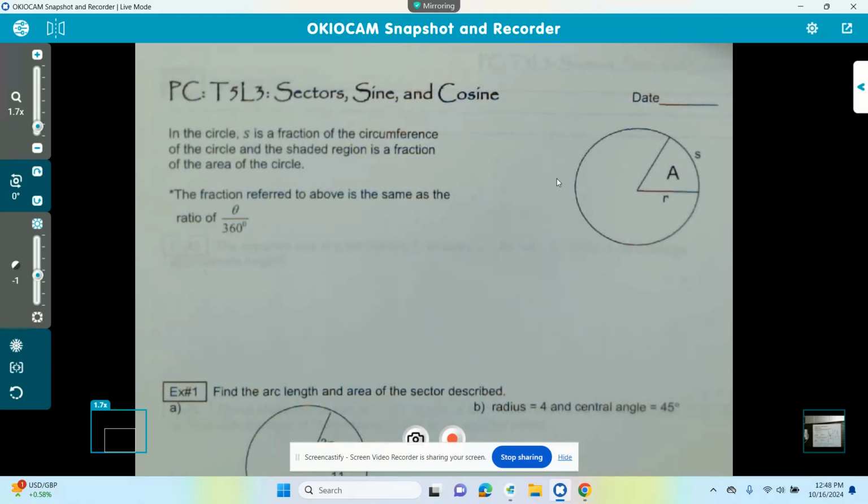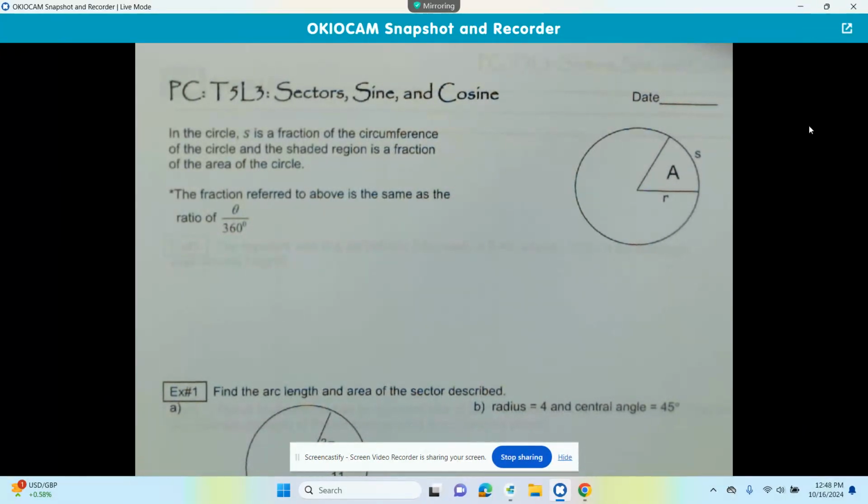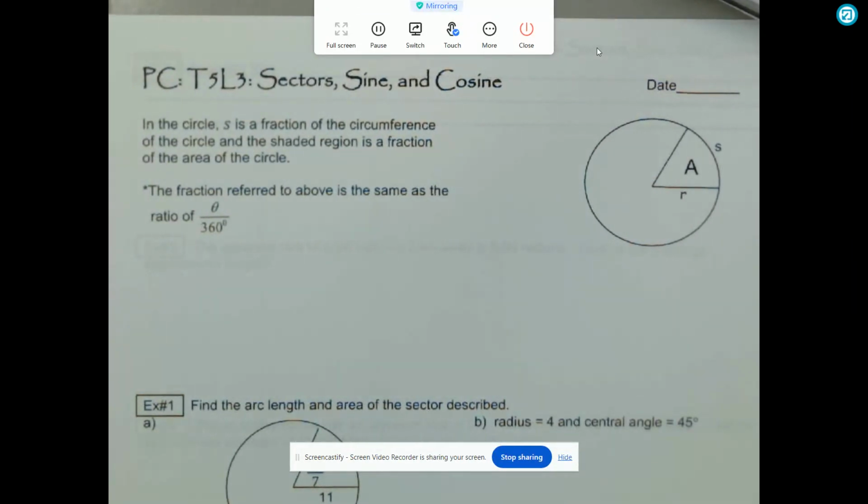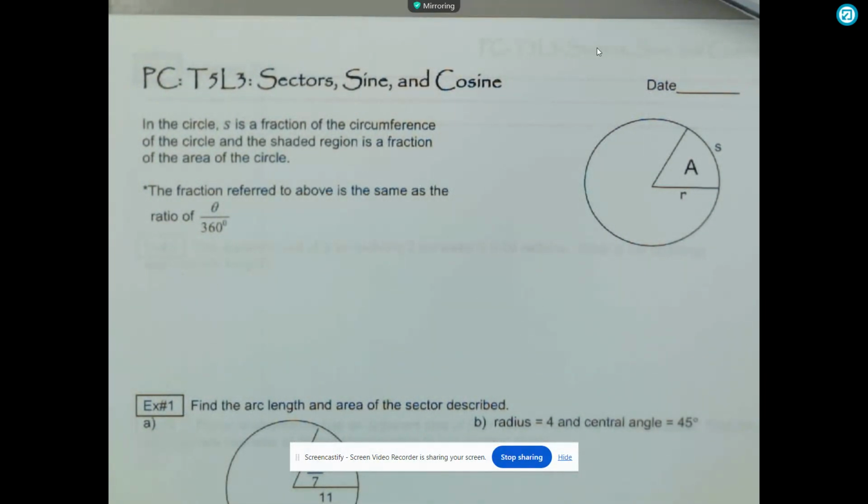Okay, all right. So today we're going to talk about areas of sectors and sine and cosine. Y'all have done sine and cosine before. You've actually done area of a sector and arc length before as well. So you do all of this in Math 3. It's just kind of a review.